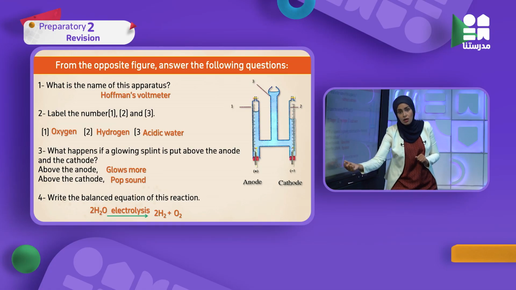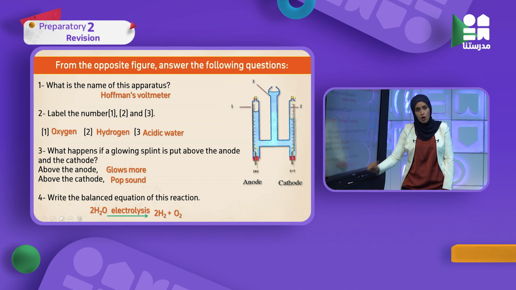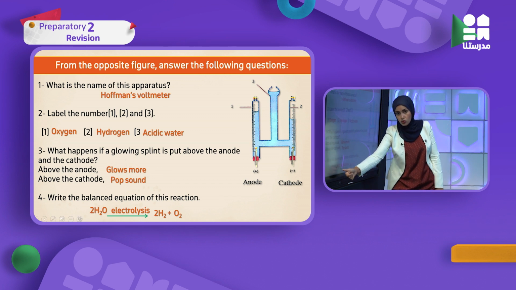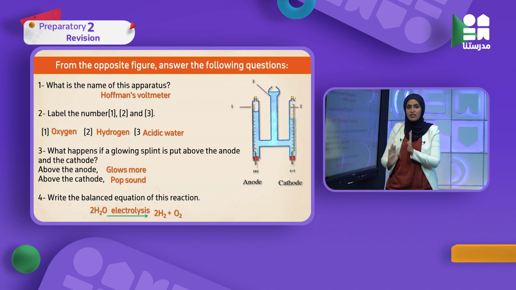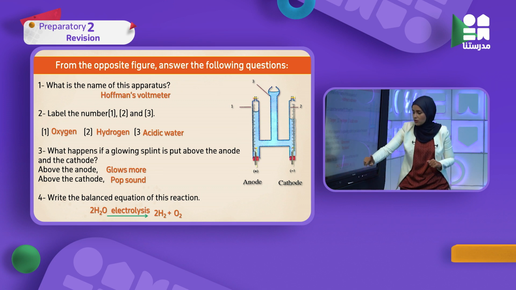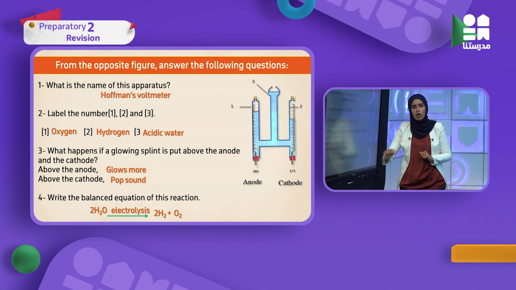I must put 2 before the water molecule. The oxygen atoms became O2, an oxygen molecule. The hydrogen became 2H2, 2 hydrogen molecules. Again, how do I balance? Try to write it first before balancing. You will write water, electrolysis, hydrogen and oxygen.